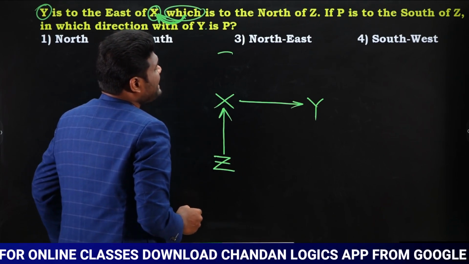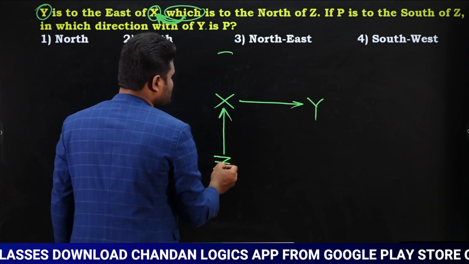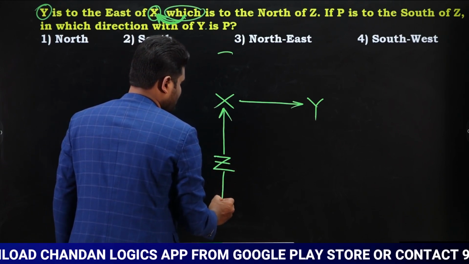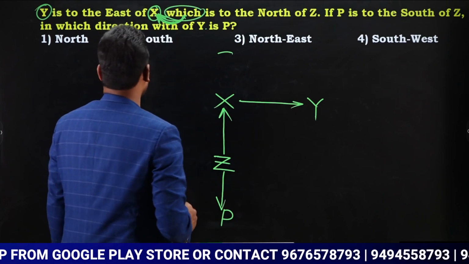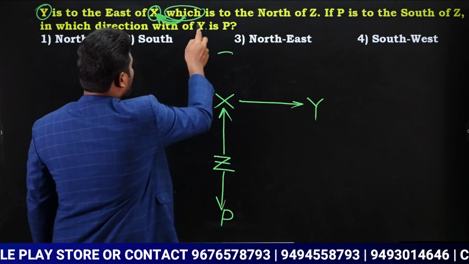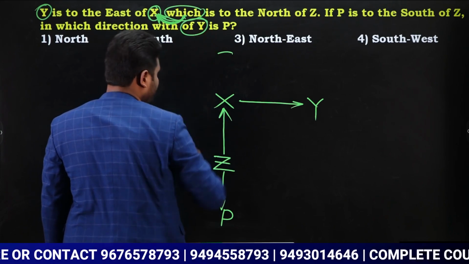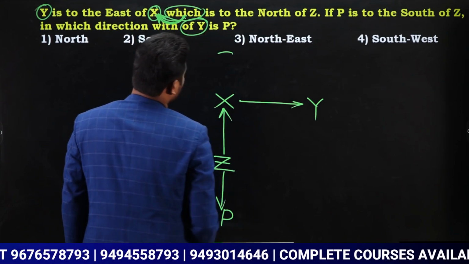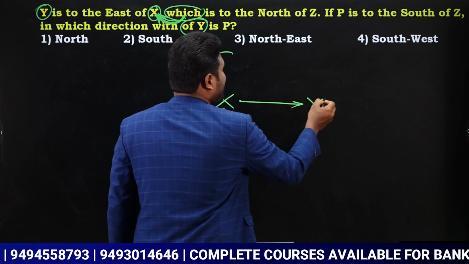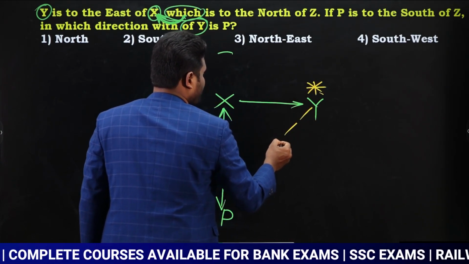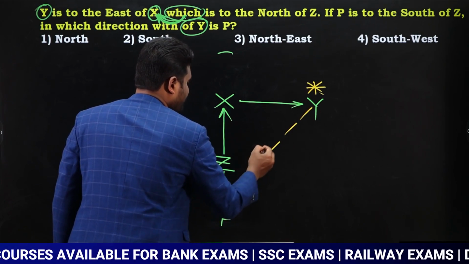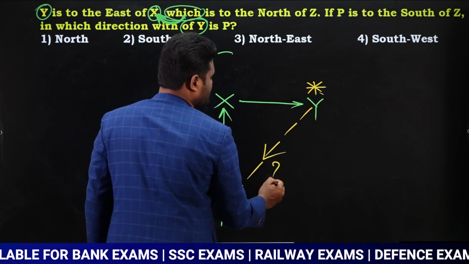Next, if P is to the south of Z, P is to the south of Z. For Z's south, who is it? It seems P. P is to the south of Z. Our question is, in which direction of Y is P? In which direction of Y means you need to take Y as reference. When you look from Y, P is in which direction? This is our question.